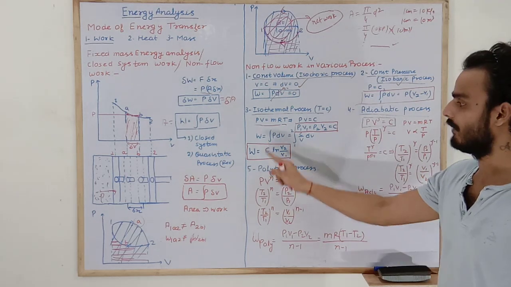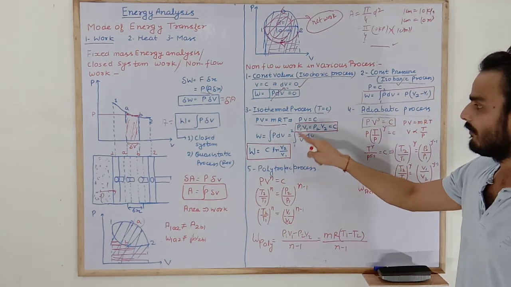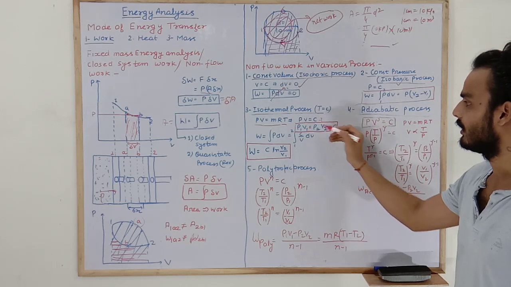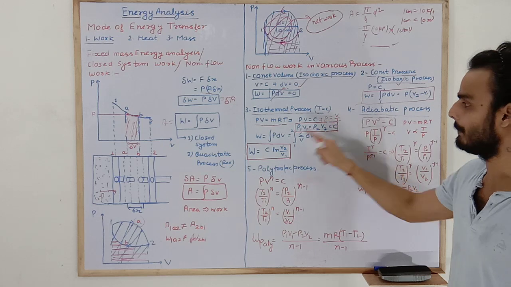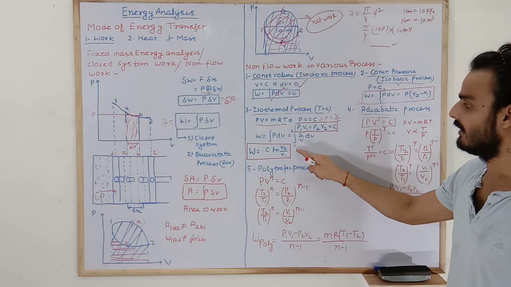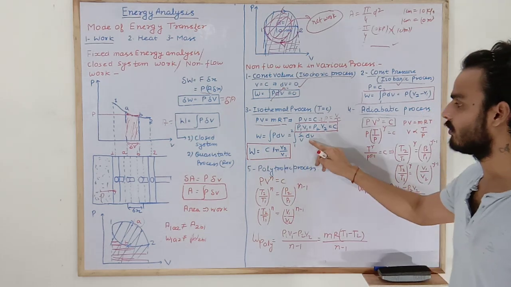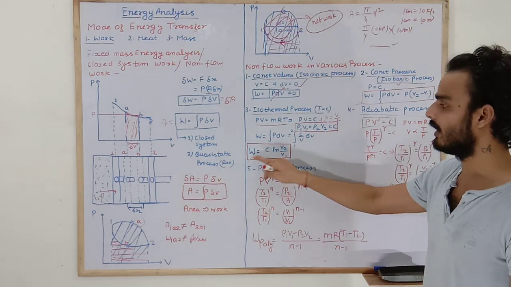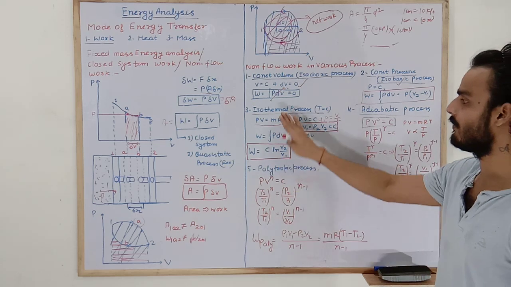And we know the formula of work is equal to integral P dV. From here we can write P is equal to C by V, and I am putting the value of P here, C by V, and the state is changing from 1 to 2. After solving this integration, we will get work is equal to C ln V2 by V1. Okay, so this is the formula for the isothermal process.